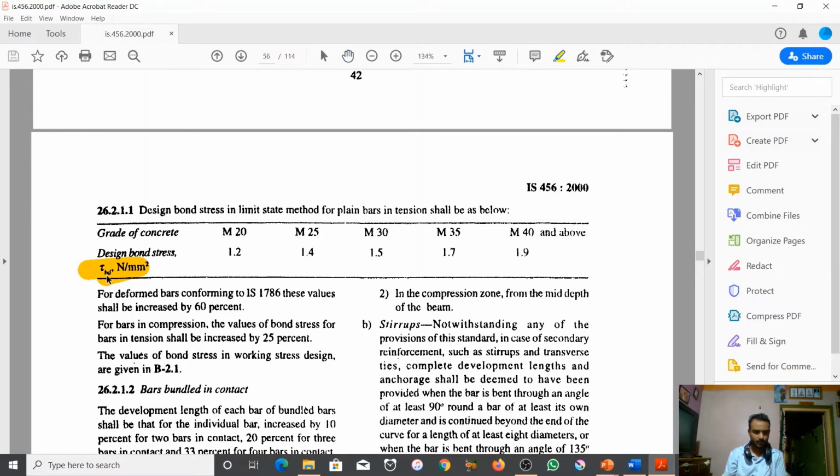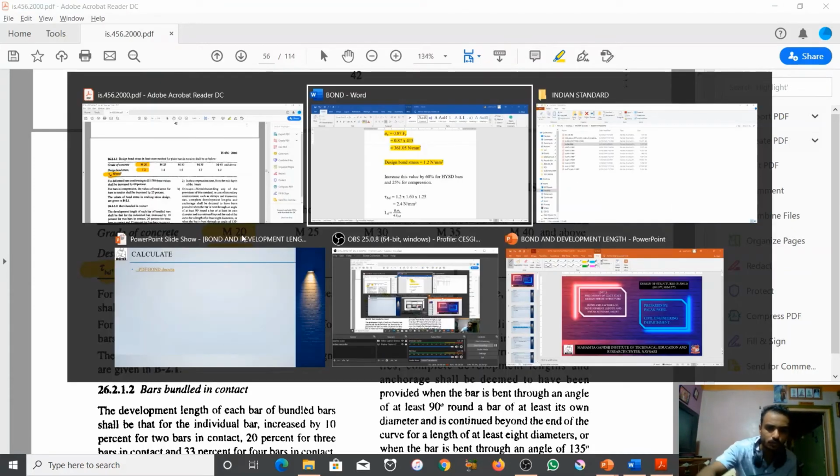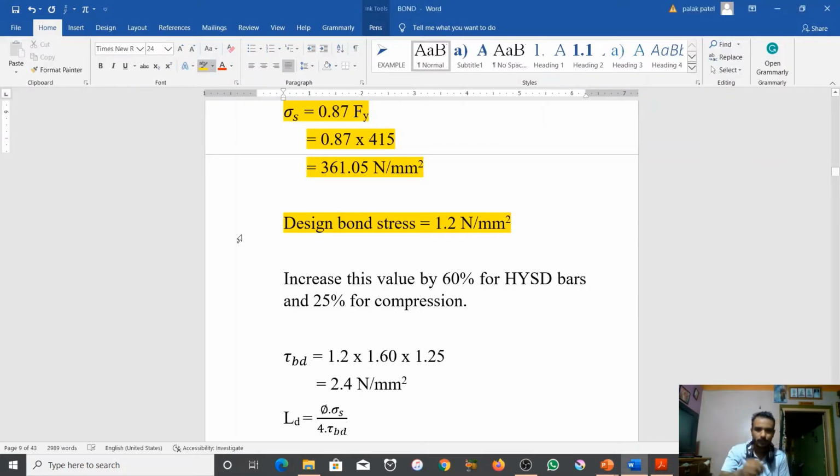Find that. Tau BD is 1.2 Newton per mm square.